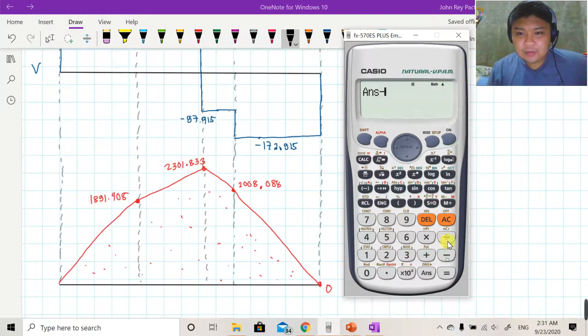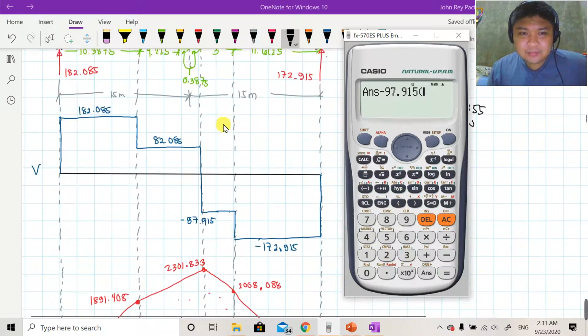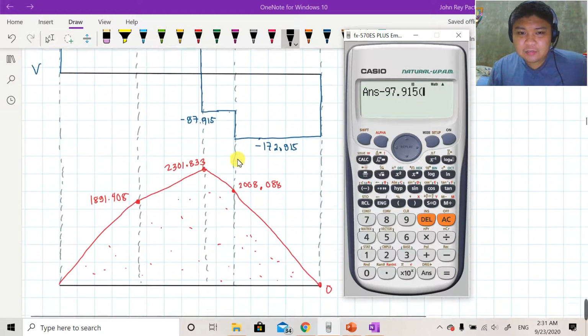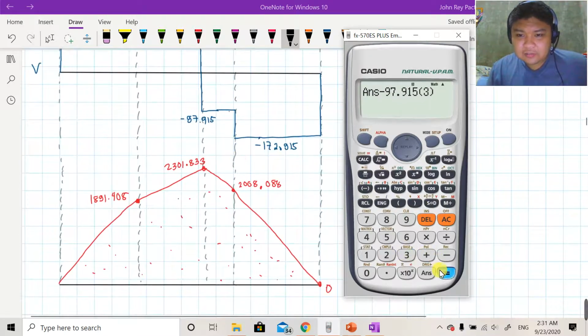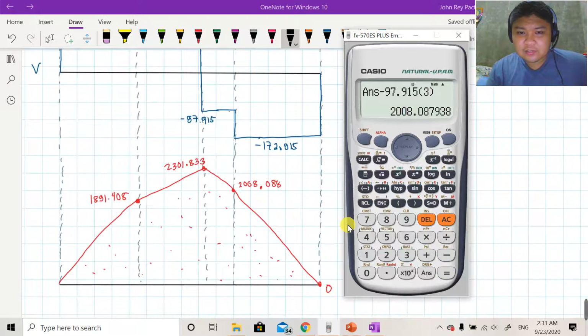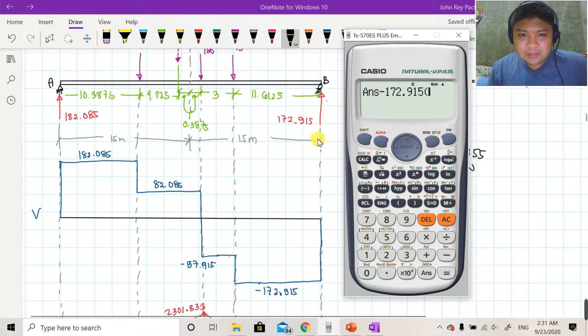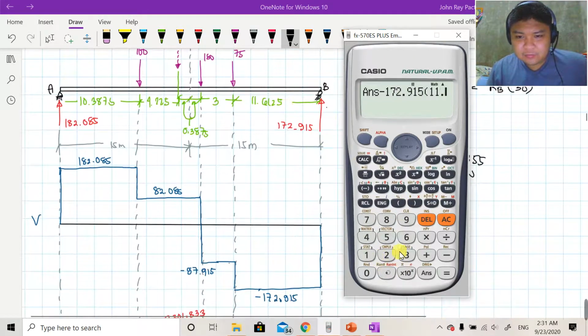Then, this time, magne-negative 97.915. Then, multiply natin class ng, syempre, 3 meters to kasi base dito class, 3 metro nga siya. Okay? So, ang sagot natin is 2008.088. Then, lastly, minus 172.915 multiplied natin ng 11.6125.